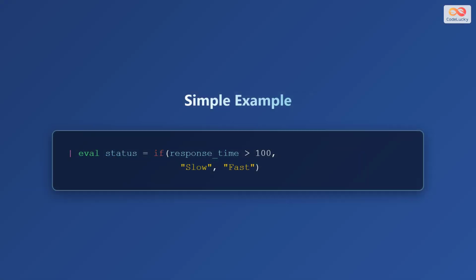Here's a practical example of the if command in action. We use the eval command to create a new field called status. The if function checks whether the response time field is greater than 100 milliseconds. If the condition is true, meaning the response time exceeds 100, the function returns the string slow. If the condition is false, meaning the response time is 100 milliseconds or less, it returns the string fast. This creates a categorical field that simplifies performance analysis.